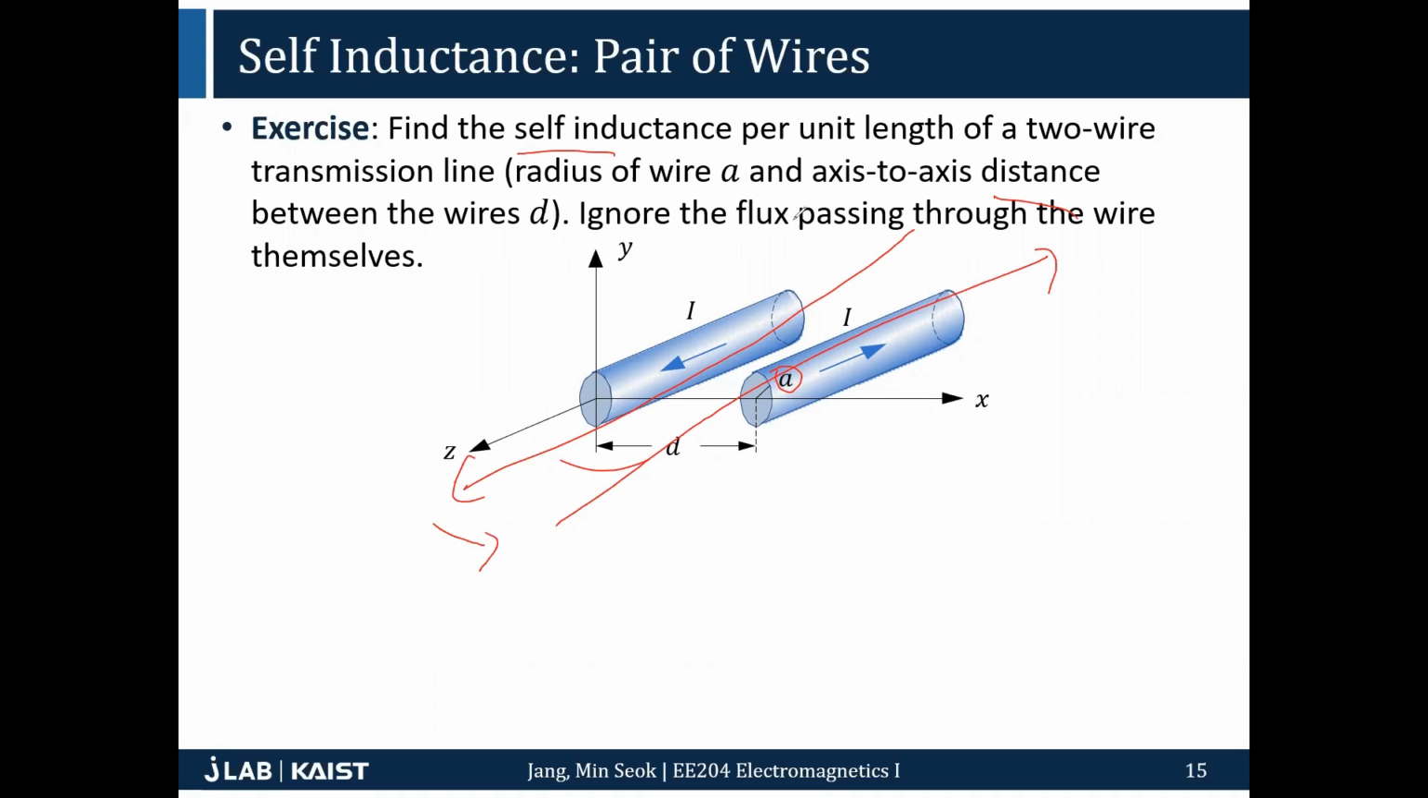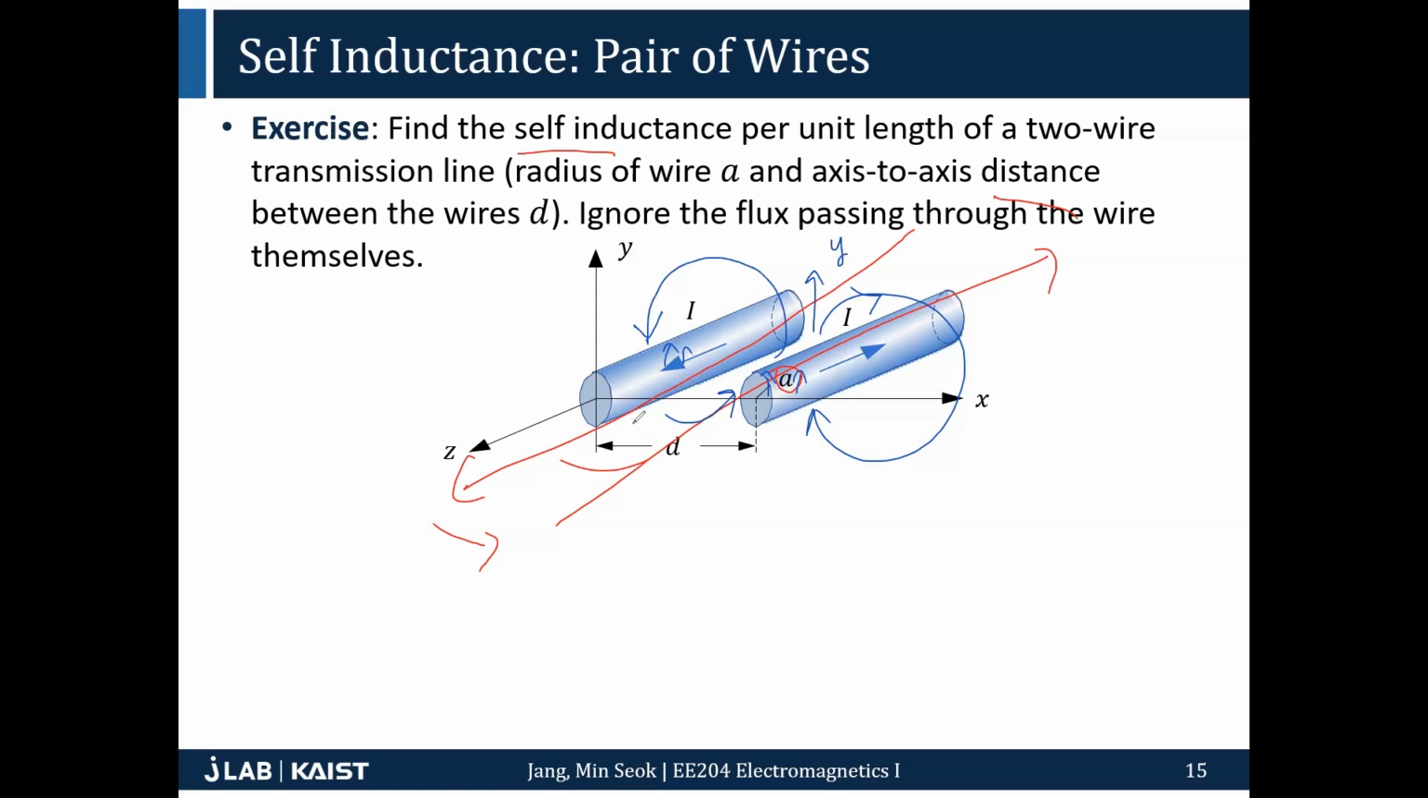And here we ignore the flux passing through the wires themselves. So you know that the magnetic field is going to be like this, right? And due to this other wire, the magnetic field is going to be like this. So in between the wires, the magnetic field is going to be along the y direction. We know that. And inside the wire, there should also be some magnetic field.